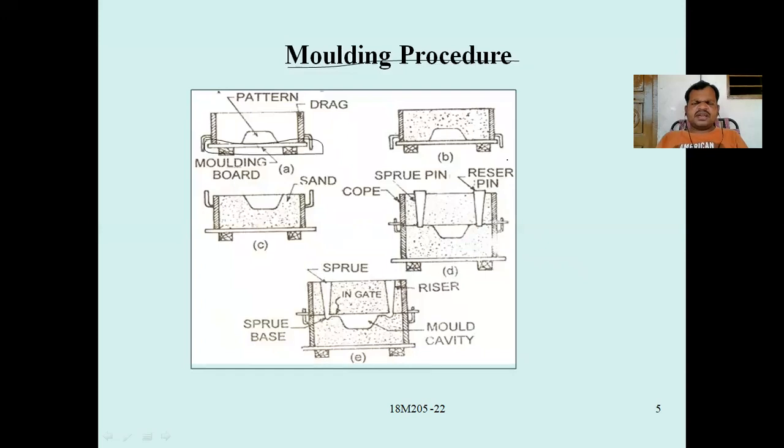Next, coming to figure B. See here, this is the molding box, which is the bottom one. That is the molding board, and it is made of wood.